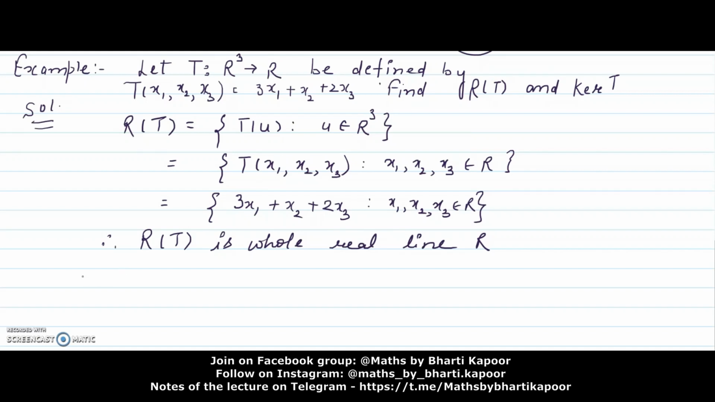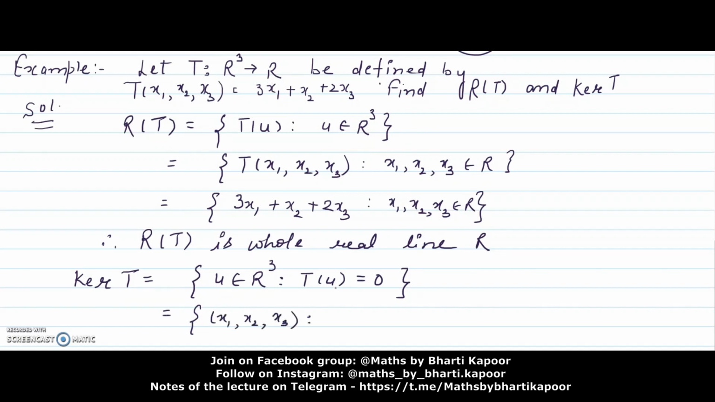Now kernel T, which is also called null space of the linear transformation, is the collection of elements of domain R cube whose image is 0 under T. And what is u? u will be an ordered 3-tuple, and T(u) equal to 0 means T(x1, x2, x3) is equal to 0. That means we have to find such ordered 3-tuples whose image under T will be 0.